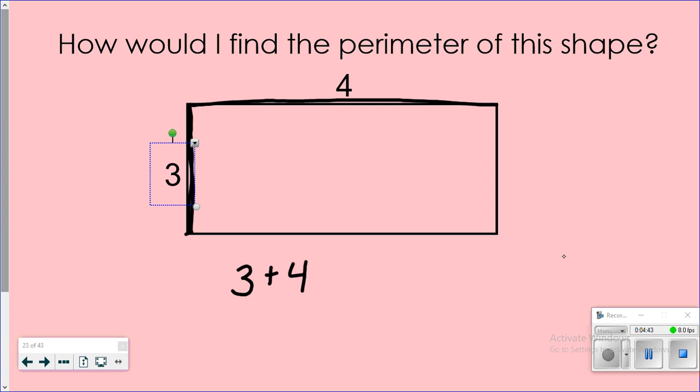Am I done? No. But I only have 2 dimensions. They only gave me a 3 and a 4. Adrian? I have to figure out what those other dimensions are. If I keep going and I go down this side, what is that dimension, Arwen? Oh, 3. And you know that because it's the exact same length as that dimension. Opposite sides in a rectangle are equal. So let's add that to our equation.